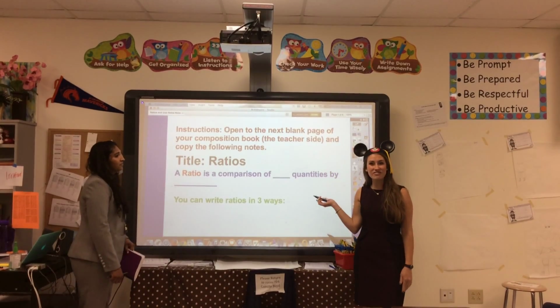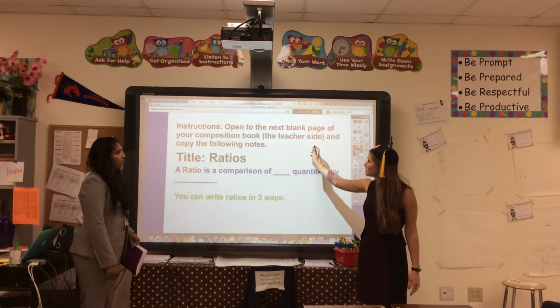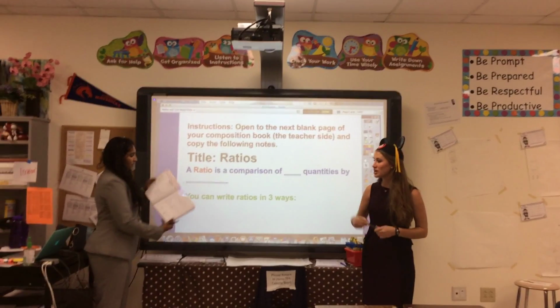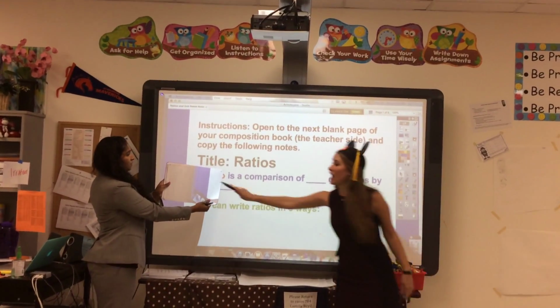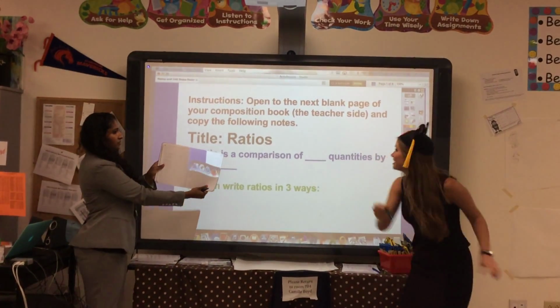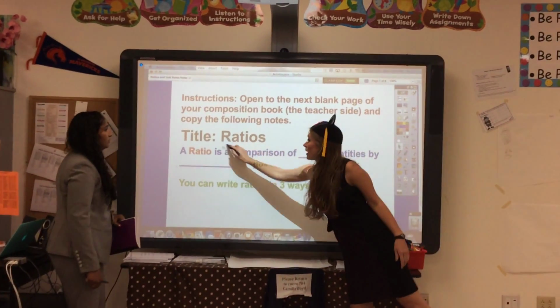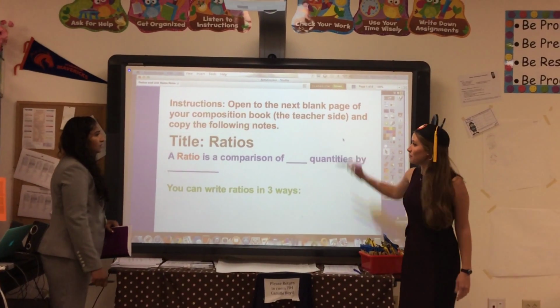Ratios. This is our next thing that we're doing in your journal. So open up to the next blank page of your composition book, just like Miss Boyd's doing. Right there on the teacher side, we want you to start copying these notes. So your title is ratios. That's going to go right at the top of your page.